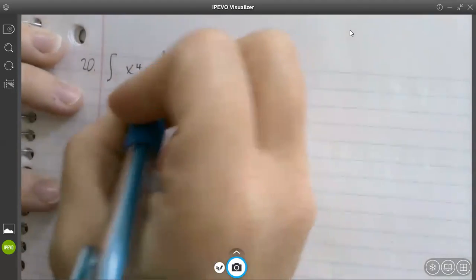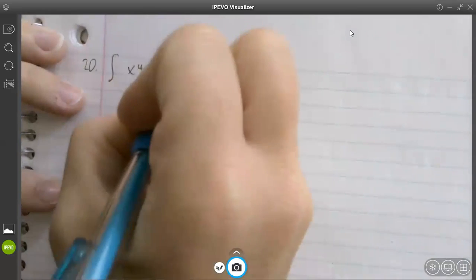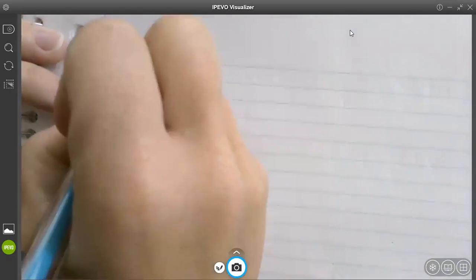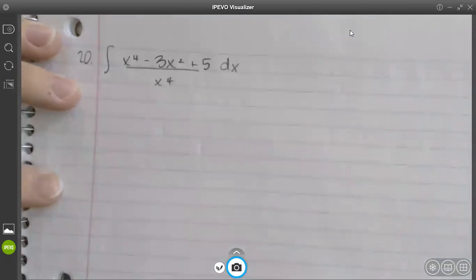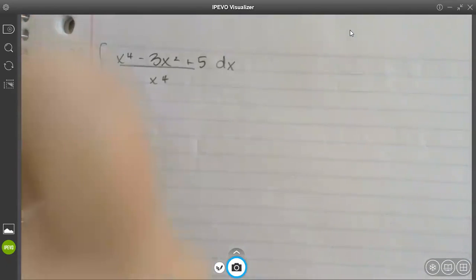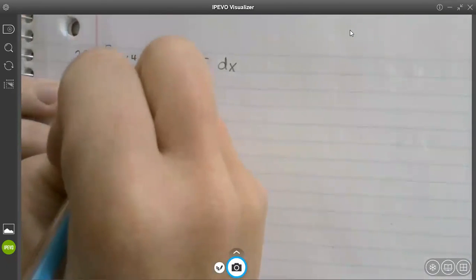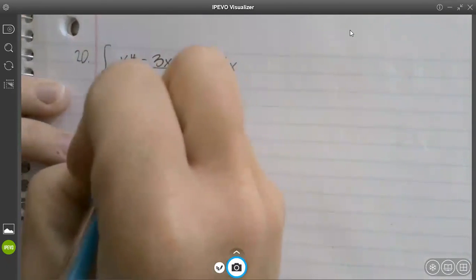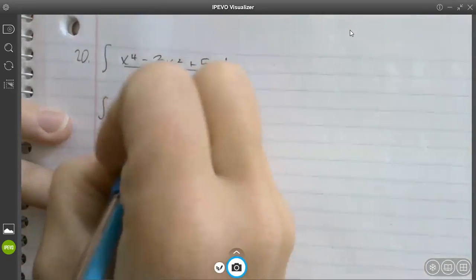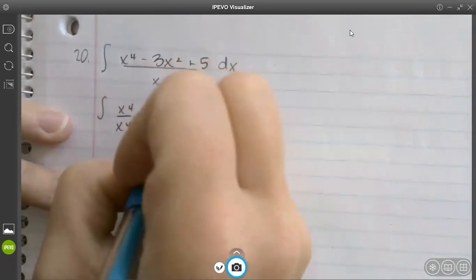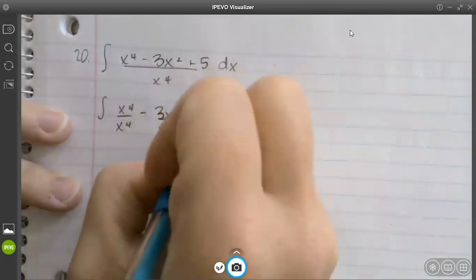And you started with x to the fourth minus 3x squared plus 5 over x to the fourth. When you have a fraction, you want to split them up. So x to the fourth over x to the fourth minus 3x squared over x to the fourth plus 5 over x to the fourth.